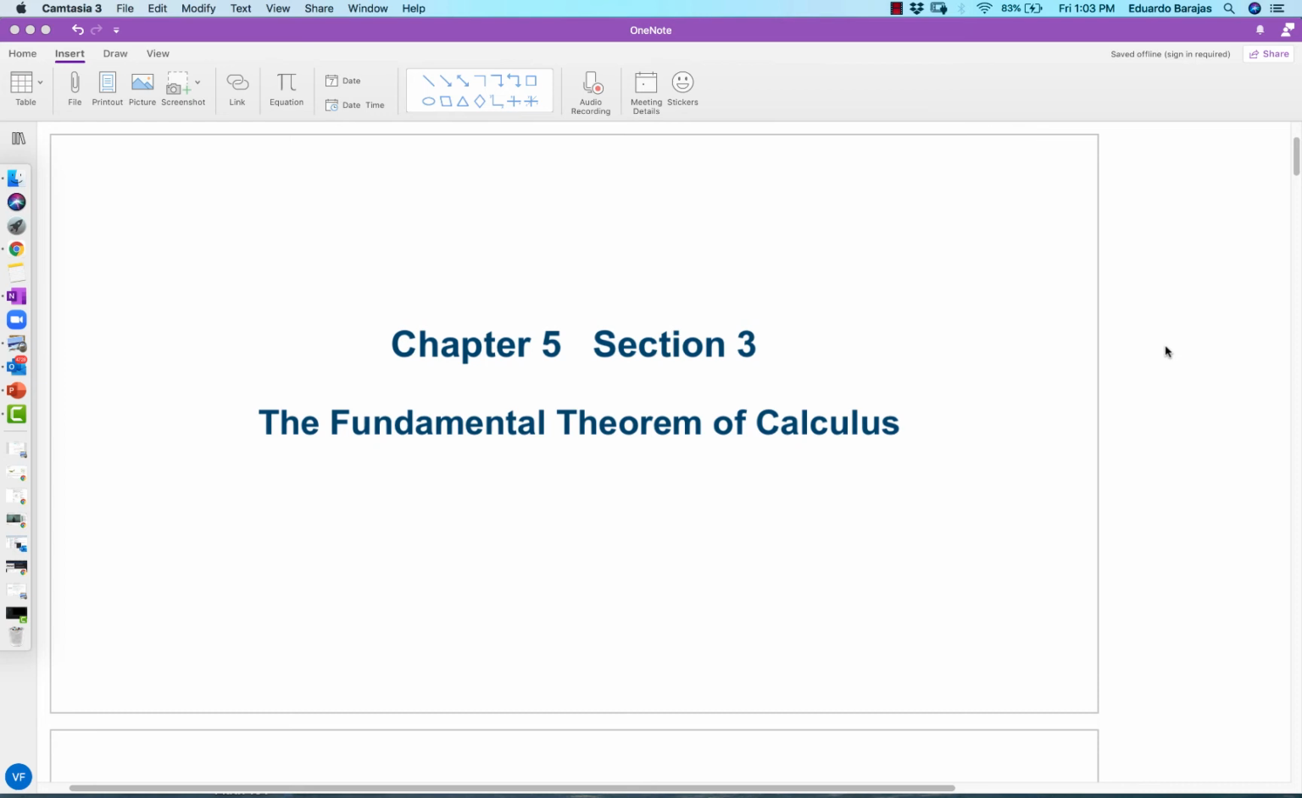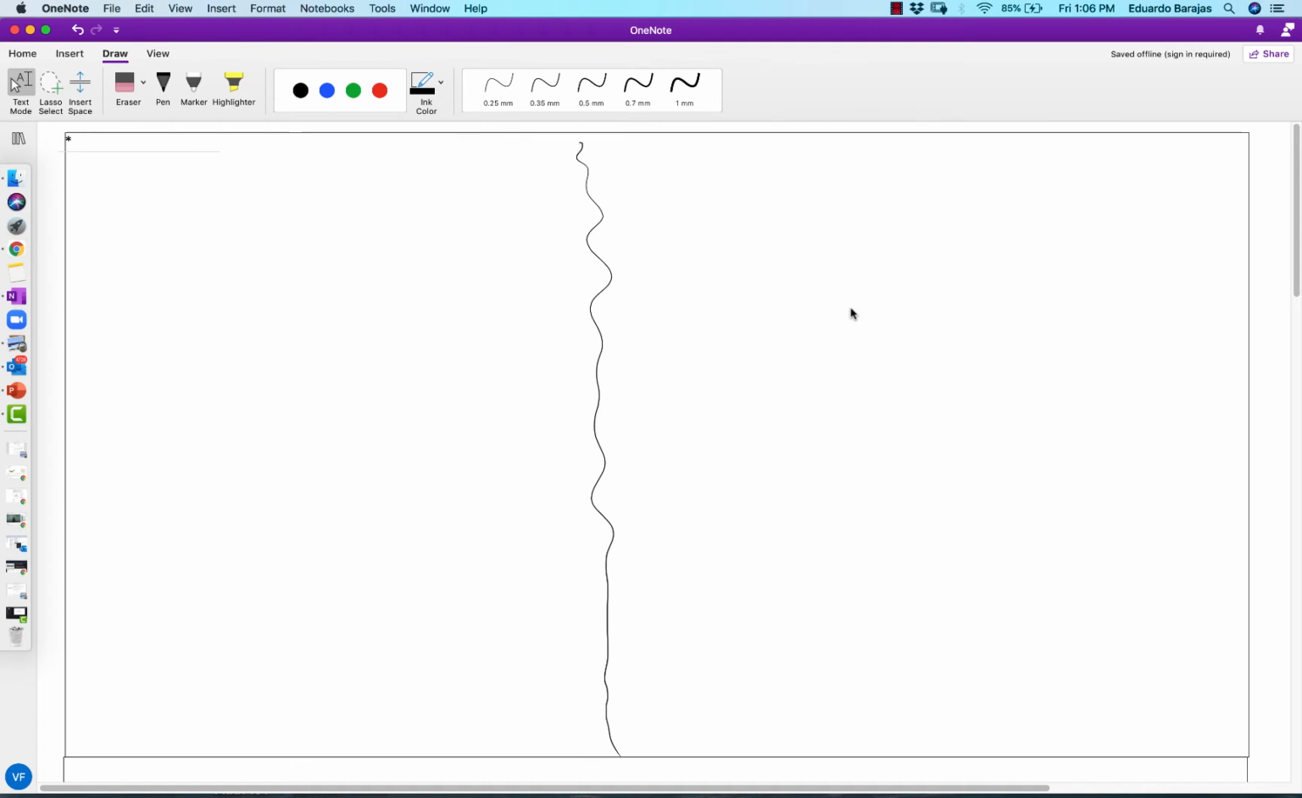Okay, Chapter 5, Section 3, the Fundamental Theorem of Calculus. Let's begin by doing a quick overview of some of the big concepts we've covered so far. We started back in Chapter 2 with thinking about the derivative. So over here we'll put the derivative. We did some work there, and then more recently, we started thinking about the area problem.